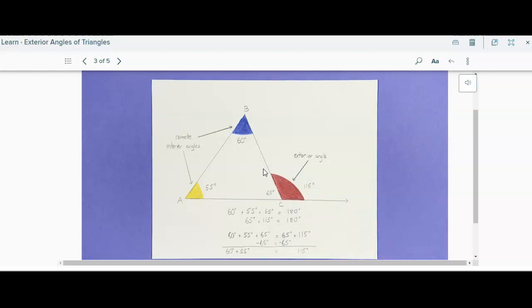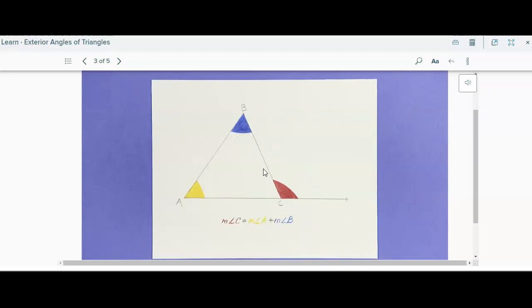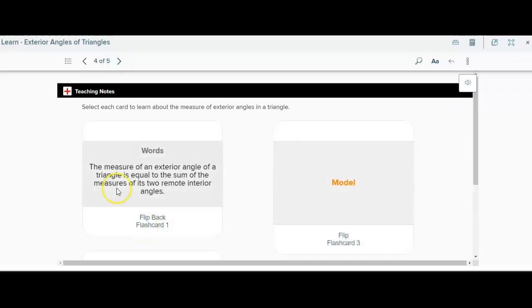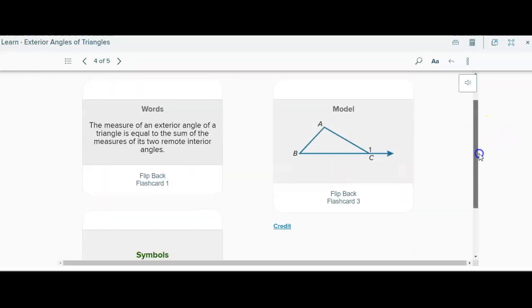This relationship is true for any triangle. The measure of an exterior angle of a triangle is equal to the sum of the measures of its 2 remote interior angles. So there's your relationship there. The measure of an exterior angle is always equal to the sum of the measures of the 2 remote interior angles.